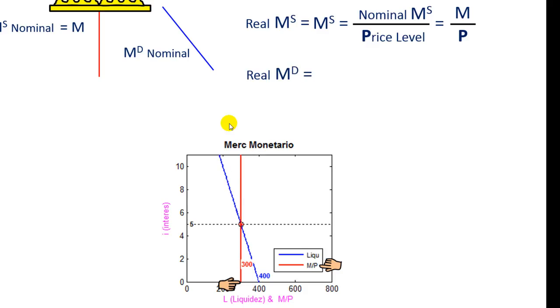Now if we want to find the real money demand, how much cash or liquid money people require in real terms, that is why it is called L, which stands for liquidity, we have to take the nominal money demand and divide it by the price level. This L, which stands for liquidity, is this blue line that goes from here to here in this graph, that is this L. So this is what we are going to see in more detail.